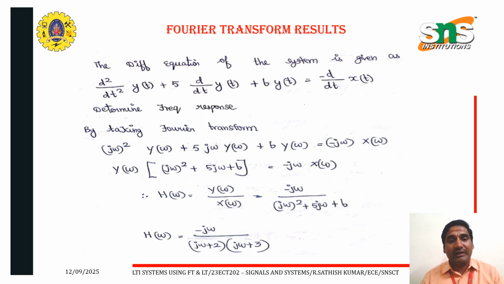By taking the Fourier transform of the above function, we get (j omega) square into Y of omega plus 5 into j omega into Y of omega plus 6 into Y of omega is equal to minus j omega into X of omega. Now we can take Y of omega as common and X of omega as common. H of omega is equal to Y of omega divided by X of omega, which is equal to minus j omega divided by (j omega) square plus 5 into j omega plus 6.